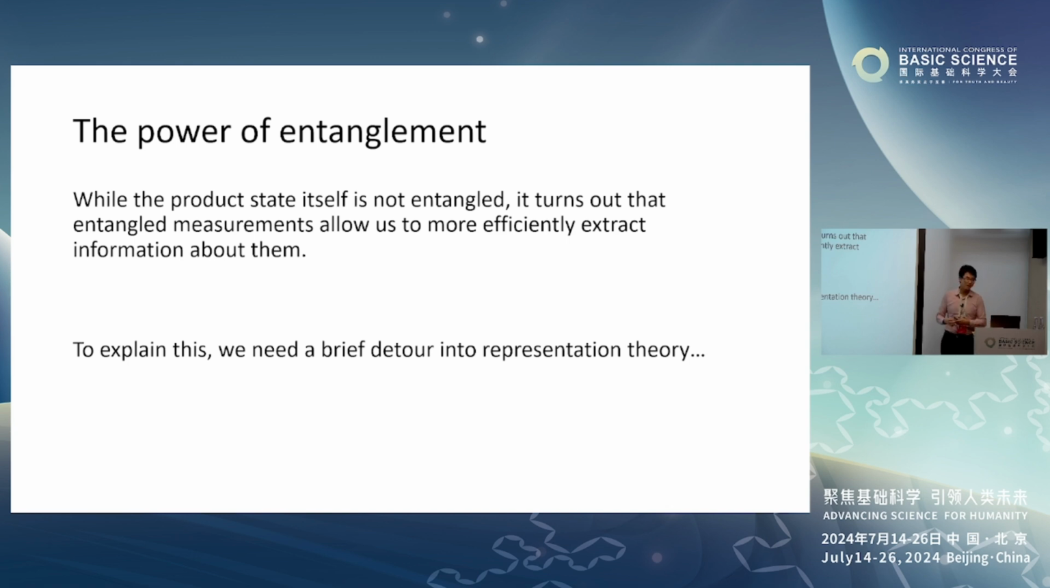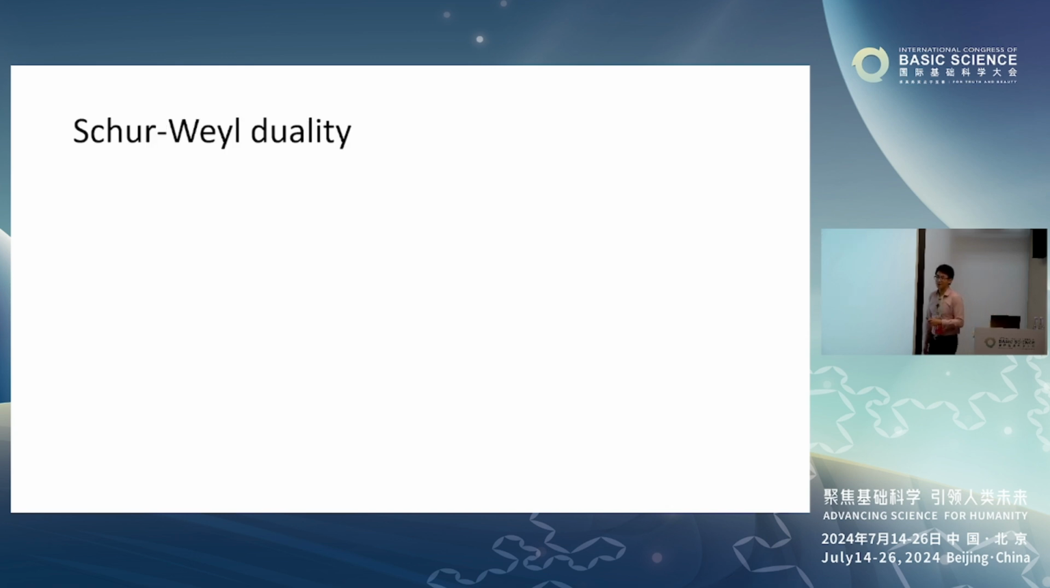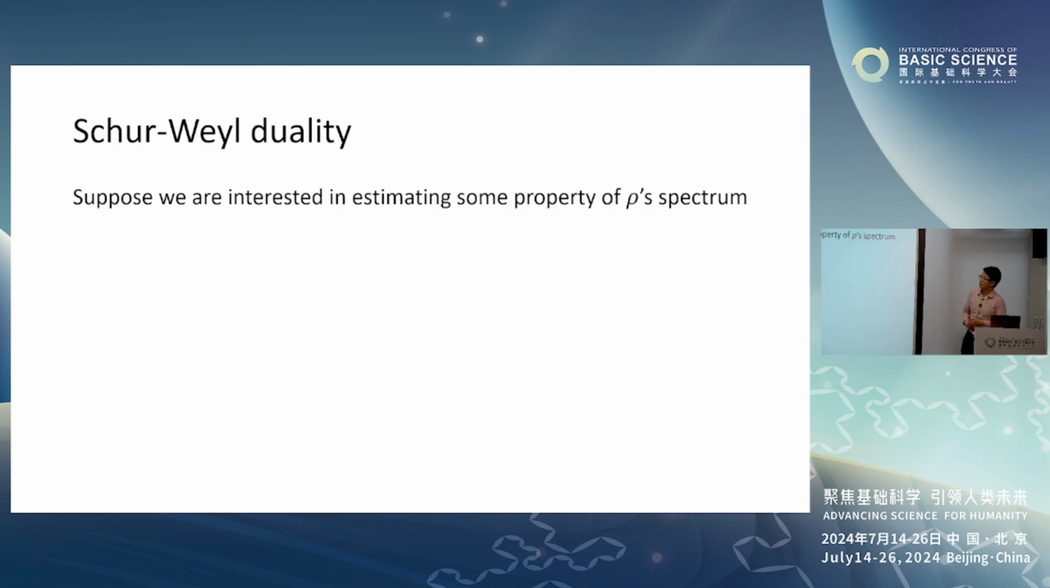So the next couple of slides might be a little bit of gibberish, but I'll have a summary at the end that hopefully makes sense. And this gets into this classic result known as Schur-Weil duality, right? And it's actually relatively easy to motivate what's happening. Suppose I'm interested in estimating some property of rho's spectrum. So I'm interested in estimating something that only depends on rho's eigenvalues. It doesn't depend on its eigenvectors at all.